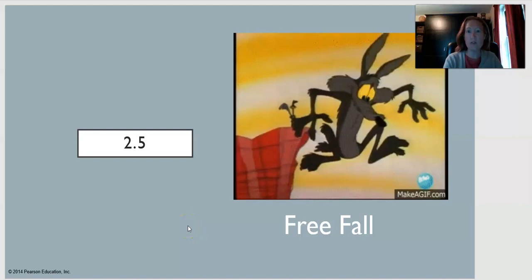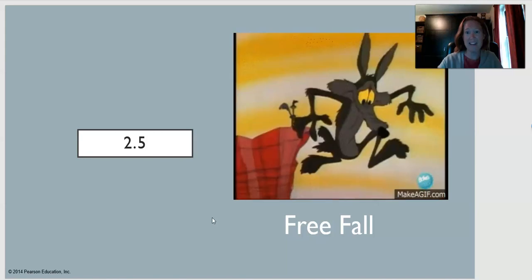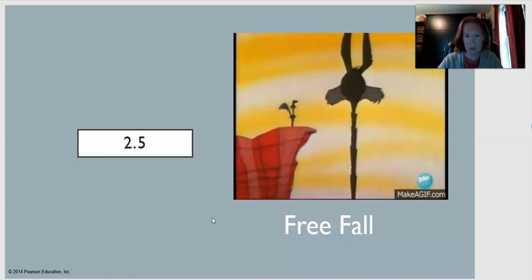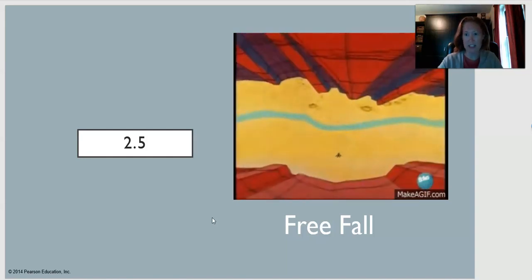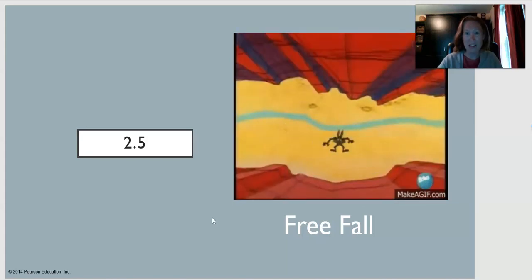Today we're talking about free fall, which in your book is section 2.5. So you can see Wile E. Coyote here demonstrating for us, and he's a great example. I hope you've watched Looney Tunes or are paying attention to his behavior right now, especially at the beginning there where he's motionless for a second.